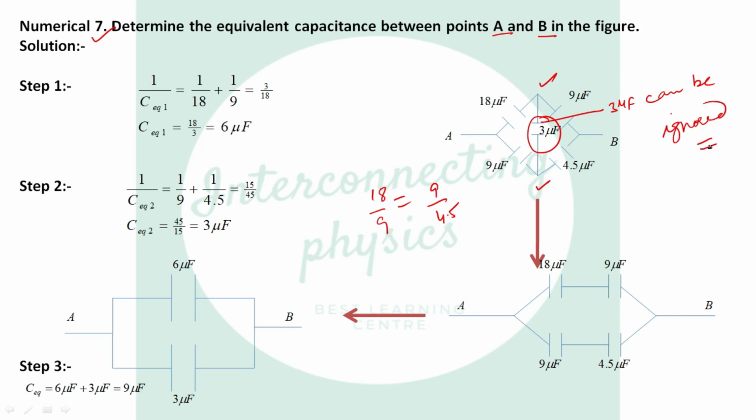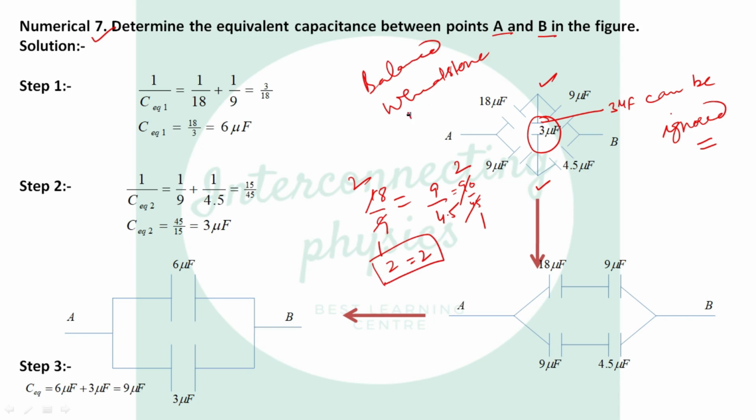Okay. So let us see this. 9 1 is 9, 9 2 is 18. And this is 90 divided by 45, 45 1 is 45, 45 2 is 90. So 2 equal to 2. That means this is the balanced Wheatstone bridge. Balanced Wheatstone bridge. Okay, that means the potential at this point and potential at this point is equal and no charge will flow from here to here or here to here. So 3 microfarad can be ignored and in the equivalent diagram these two are in series.